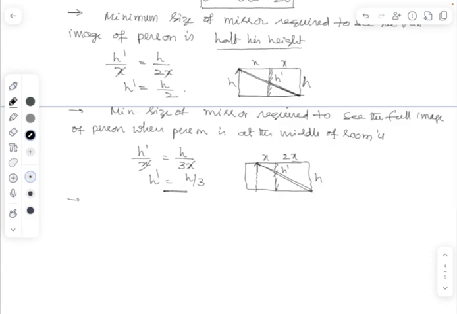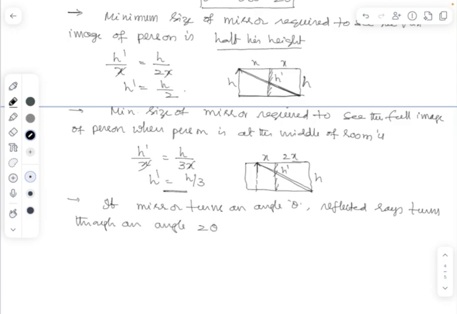If a mirror turns through an angle theta, the reflected rays turn through an angle 2 theta.